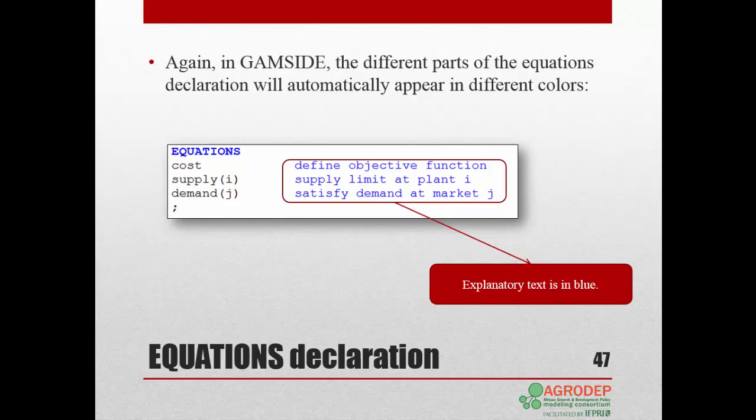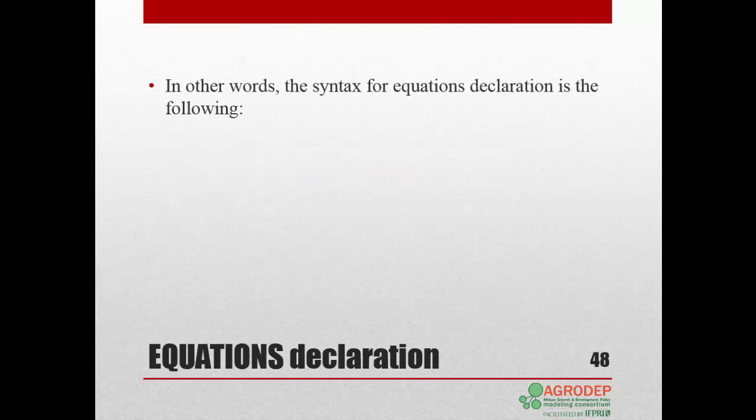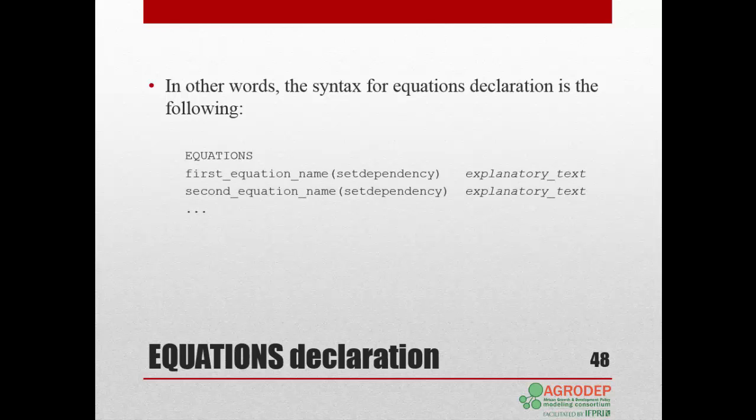In other words, the syntax for equation declaration is as follows. The keyword equations is followed by the various equation names, the set or sets on which they are defined in parentheses, and the explanatory text. A semicolon at the end of the equation statement. Items in italic are optional.